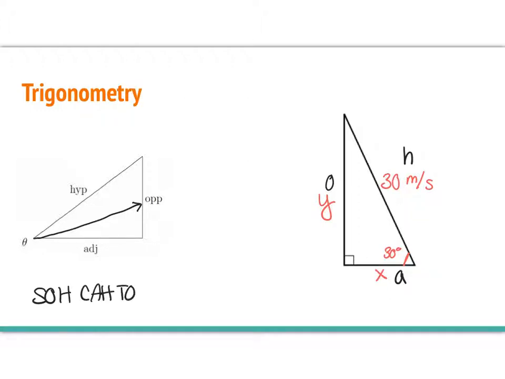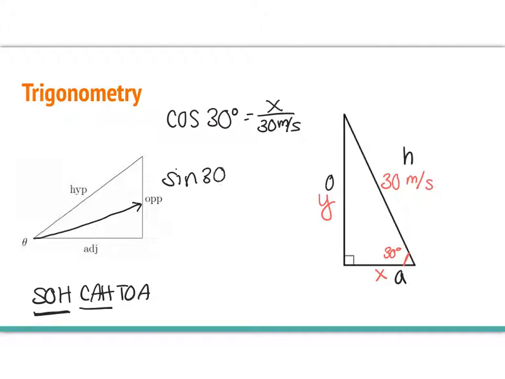SOHCAHTOA, okay? So for this one, I have my adjacent and hypotenuse, so I'm going to use CAH. So I have cosine of 30 degrees equals adjacent, which is x, over my hypotenuse, okay? So from here, I can rearrange and solve for x. So for my y, I'm going to use sine here because it's opposite and hypotenuse. So I have sine of 30 degrees equals y over 30 meters per second.